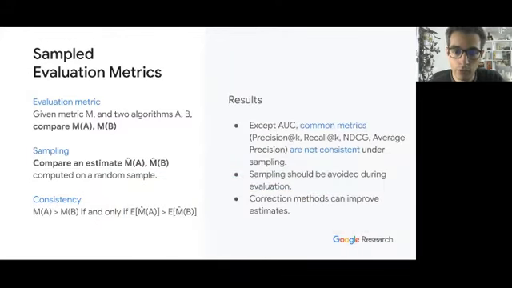Our main result is to show that this is not the case for many common metrics used in recommendation, including precision at k, recall at k, average precision, and NDCG. For this reason, we believe it is better to avoid sampling during evaluation if at all possible. When that is not possible, we provide some correction methods to improve the quality of the estimates.